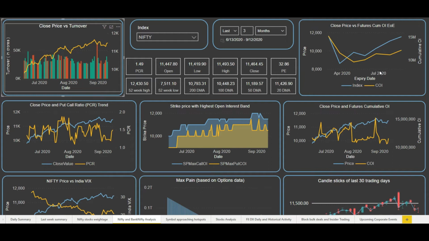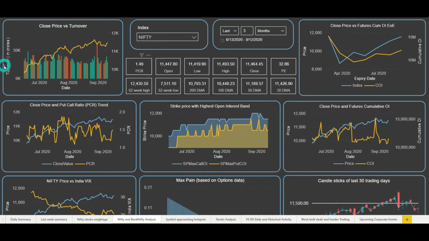Okay, so you can see that this is the turnover in crores, that is the bars, and the line, you can see the secondary axis, which shows us the yellow line showing the close price. You can see in the last 3 months the index has been continuously rising and making higher highs and higher lows.